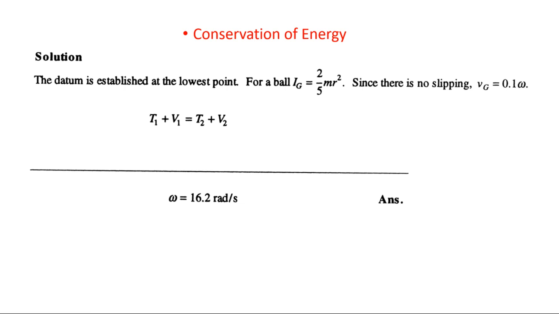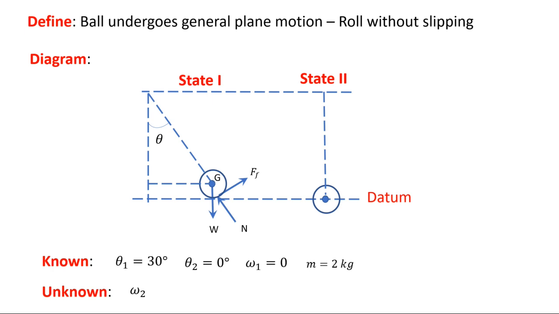The solution tells me that we need to establish the datum point at the lowest point, and for the ball, the Ig value is 2 over 5 m r squared. Since there's no slipping, the vG is equal to 0.1 omega, which is the radius of the ball multiplied by omega. The equation we're going to use is the energy conservation equation, T1 plus V1 equals T2 plus V2. We will find that omega is equal to 16.2 radians per second.